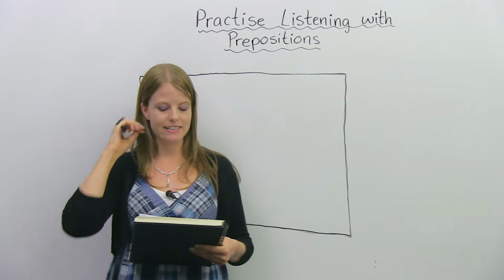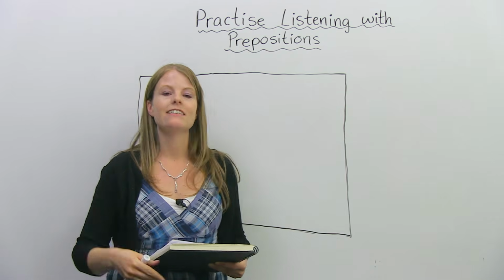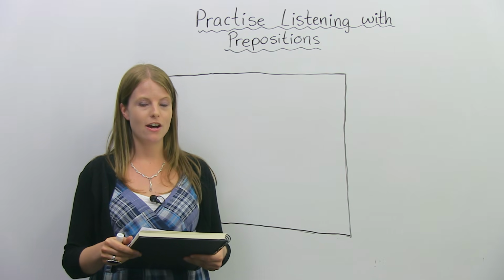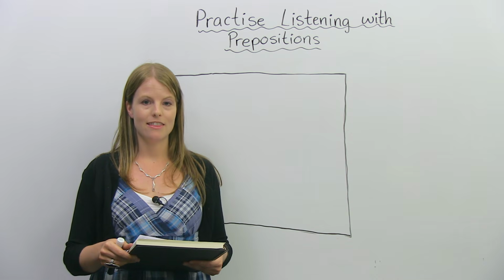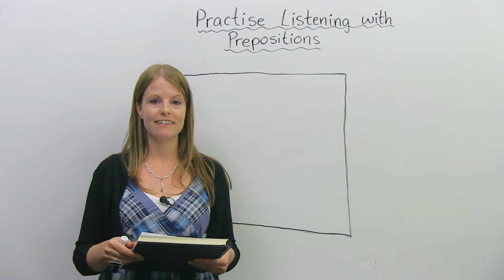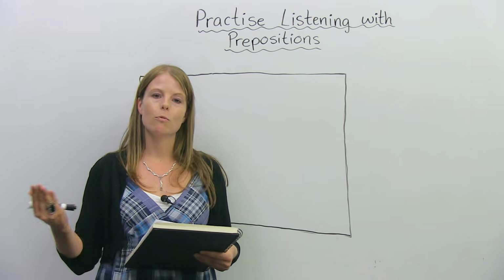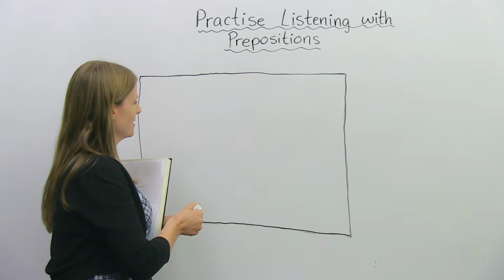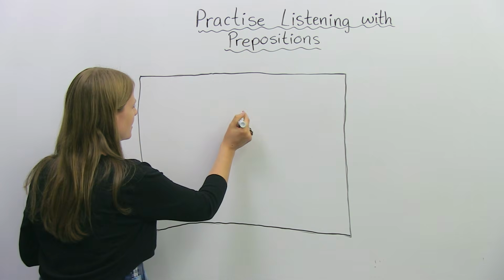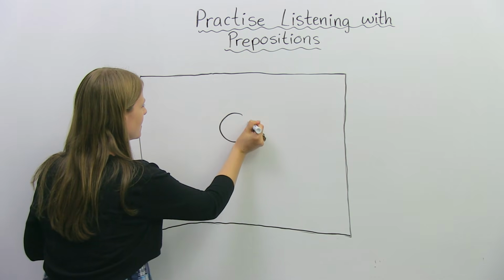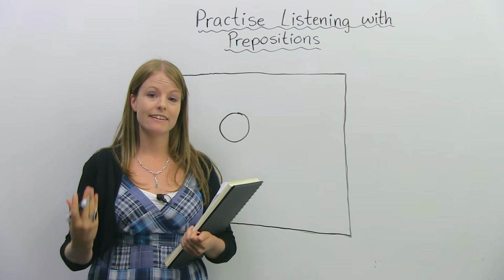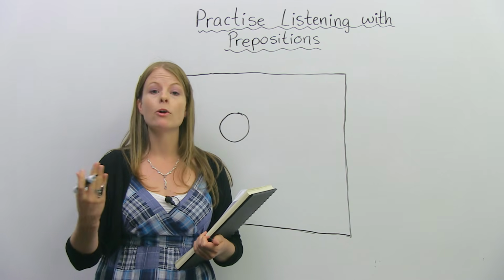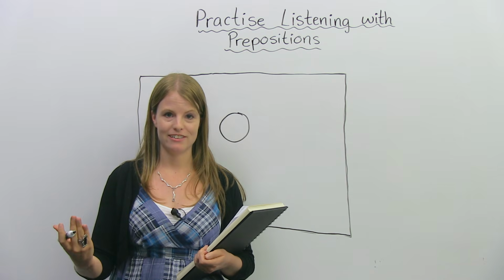Okay? So for example, if I say, there is a circle in the center of the page. There is a circle in the center of the page. What do you do? You take your pencil and you draw a circle in the center of the page. Okay, I'll give one more example and then we will get started.